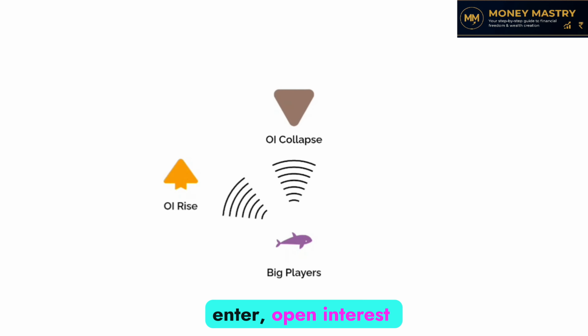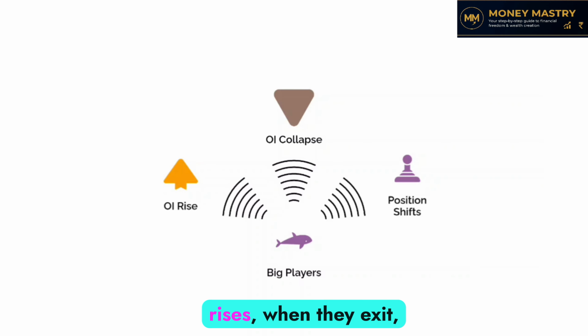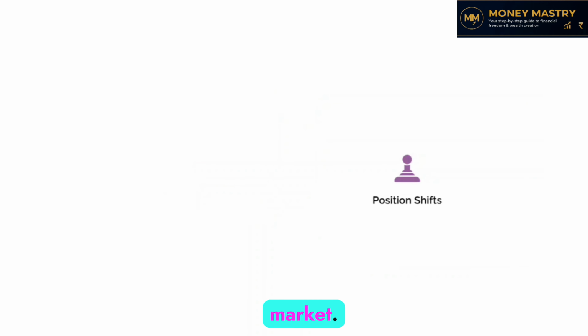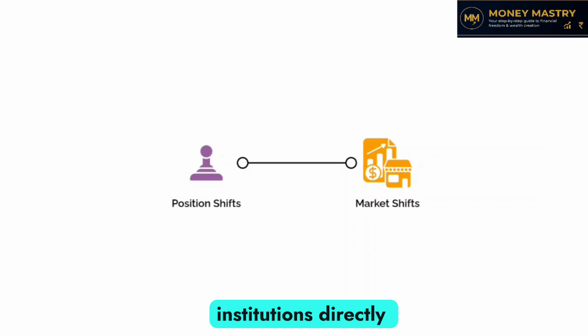When big players enter, open interest rises. When they exit, it collapses. And when they shift positions, these waves ripple through the entire market. Position shifts by institutions directly cause market shifts. The two move together because smart money leads and price follows.